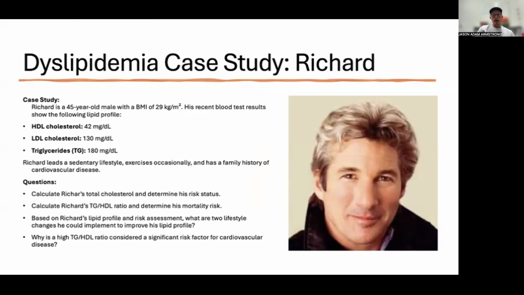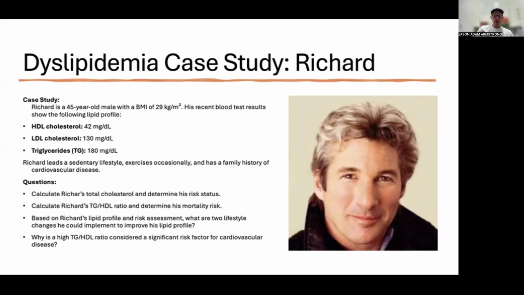But I just really quickly wanted to briefly go over this. To calculate total cholesterol, you should be adding HDL plus LDL plus 20% of the triglyceride amount. So you should have gotten 208 milligrams per deciliter. The ratio of triglyceride to HDL is just triglycerides divided by HDL. So 180 divided by 42. You should have gotten 4.29 there, which does indicate increased risk for cardiovascular disease.